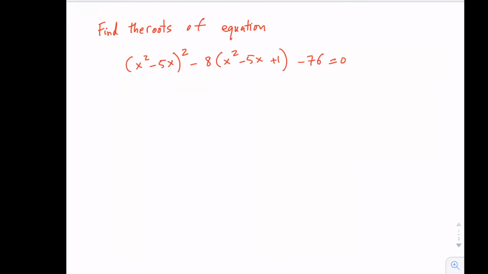We want to find the roots of this equation. If you want to solve the problem yourself, please pause the video.